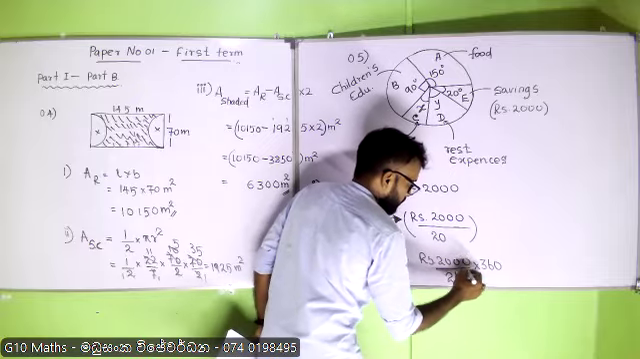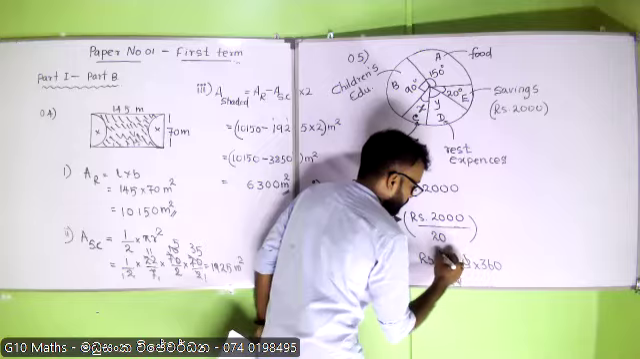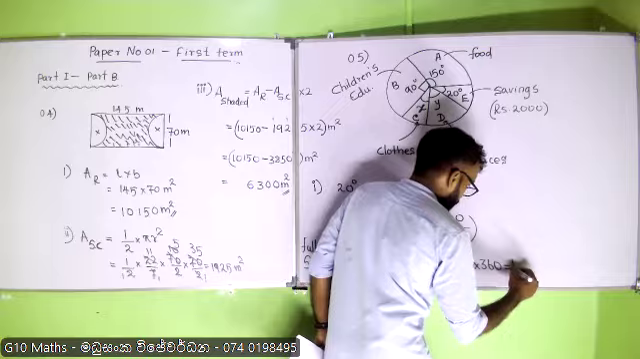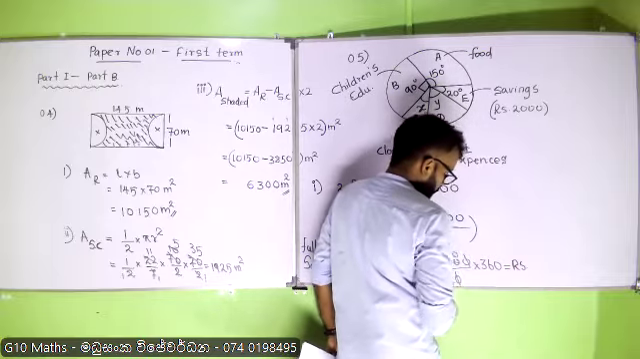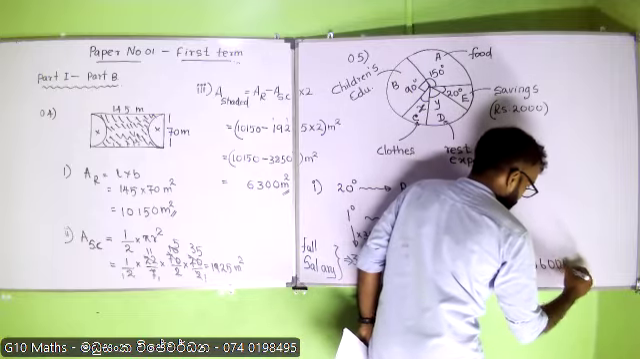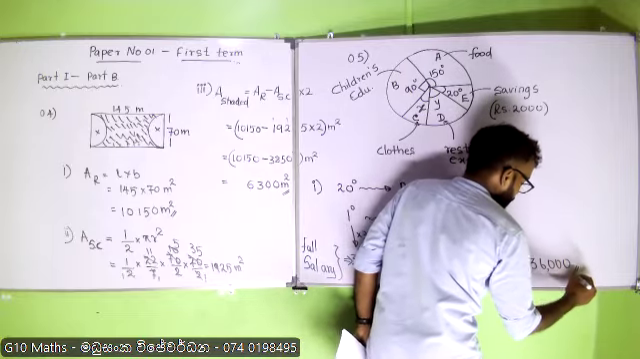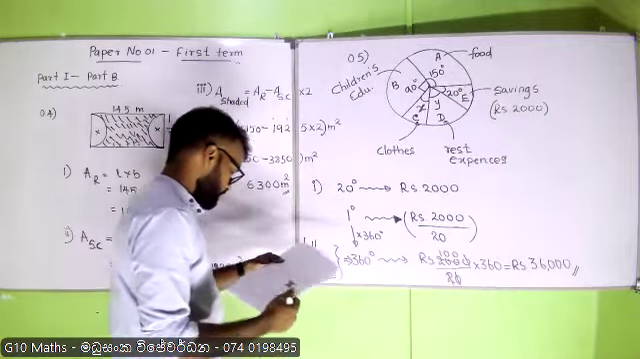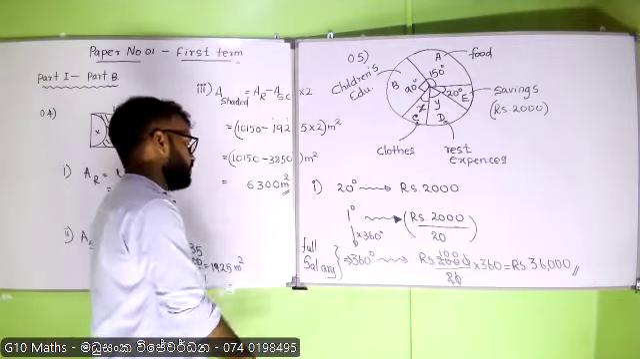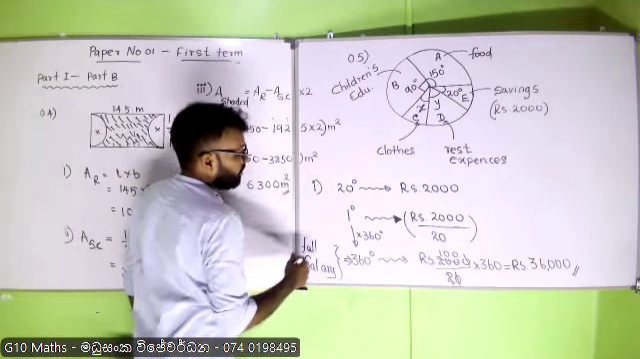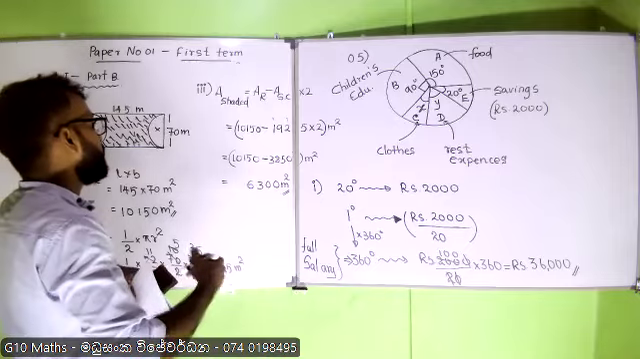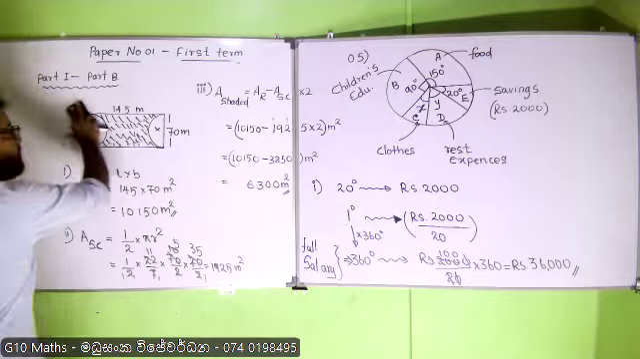20 into 100 is 2000, so that person's monthly salary is equal to 100 into 360, which is 36,000 rupees. That is the total monthly earning. So you can replace this full salary with total monthly earning. That is the answer for the first part of the fifth question.